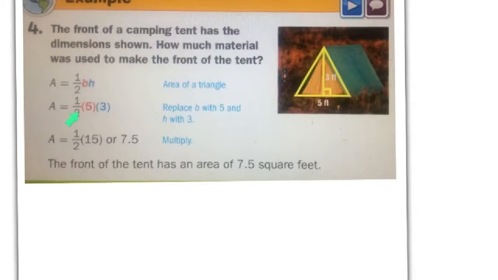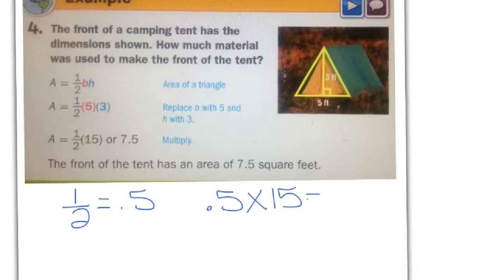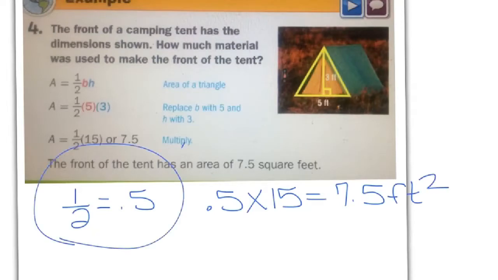Area equals 1/2 times 5 times 3. Area equals 1/2 times 15, or 7.5. You might be thinking, how did they get 7.5? Remember, 1/2 equals 0.5 if you're using a decimal. You can do 0.5 times 15 on your calculator, which would give you 7.5. Okay, feet squared. Please don't forget that. That is super important. Okay, go ahead and go to your last page.